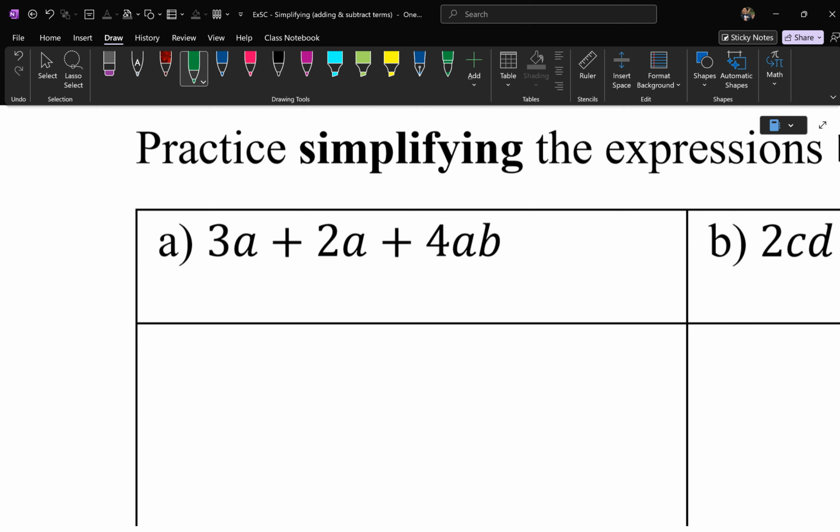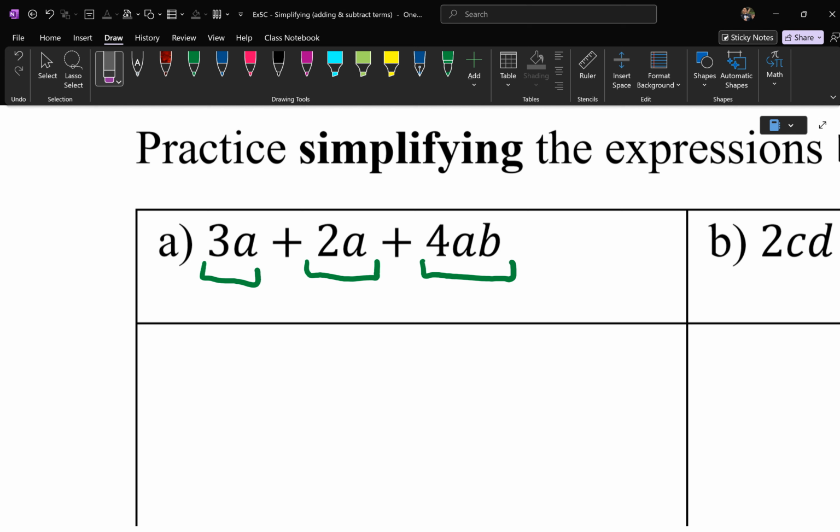4. Oh, not 4. Separated by plus or a minus sign. So here's my plus sign, here's my plus sign. So how many terms do you see? 3. So this is 1 term. This is 2 terms. This is 3 terms. Okay, so this is exercise 5A revising. How do you know how many terms? Look for the plus minus signs. It separates them. Yeah? So I've got 3 terms there.